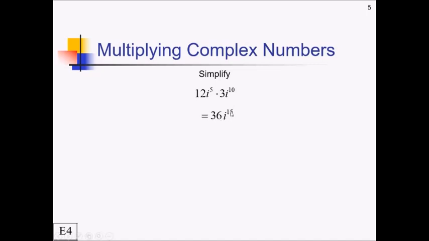So 15, if you divide that by 4, that's going to be a remainder of 3. So this is really 36i cubed. And we know that i cubed is really negative i. So this is just negative 36i.